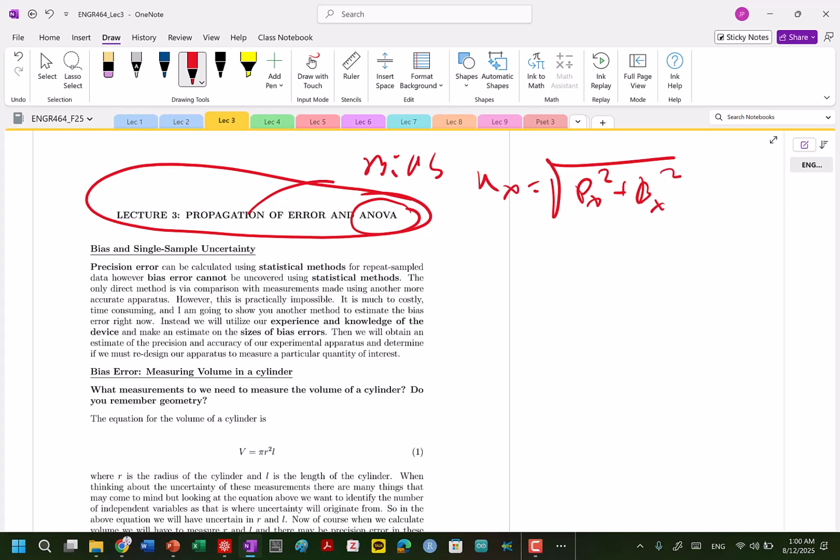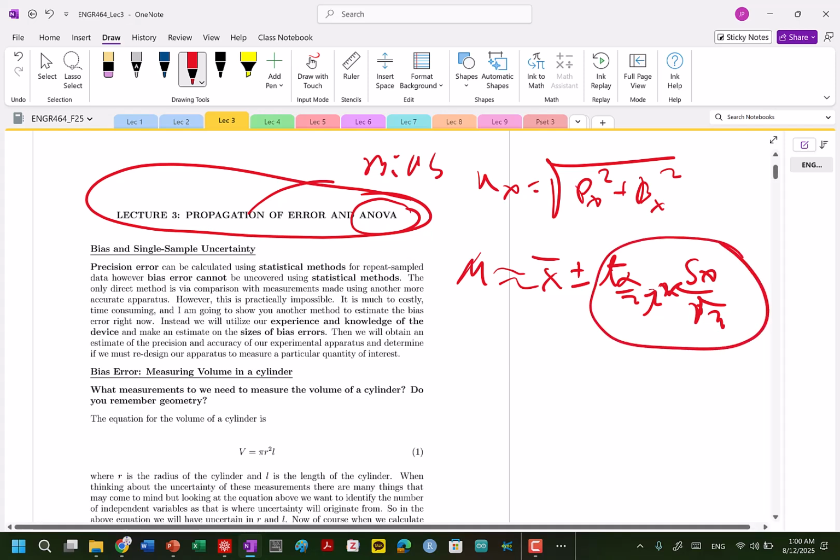Now you're all masters of precision error, and we approximated that mu is approximately x bar plus or minus t alpha over 2, comma nu, s_x over square root of n, where x, again, is that measurand, the distribution or dispersion of the mean, standard deviation of the means, excuse me, to be very correct. But essentially, this plus or minus is that precision error. So that is your precision error. We know how to deal with that. You know how to find those values and calculate that. But we haven't really touched on bias.